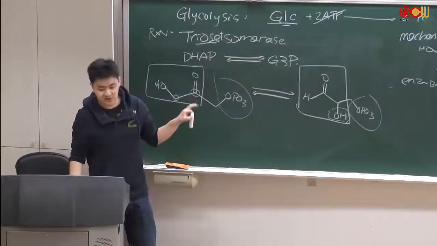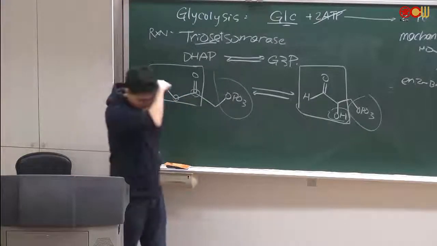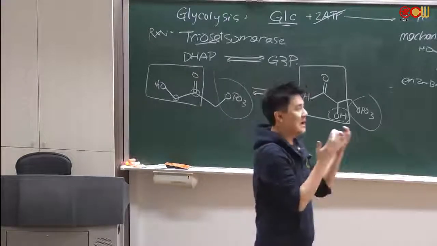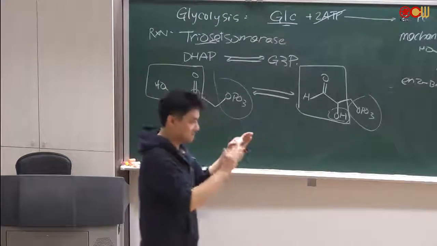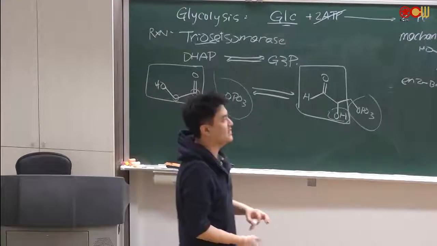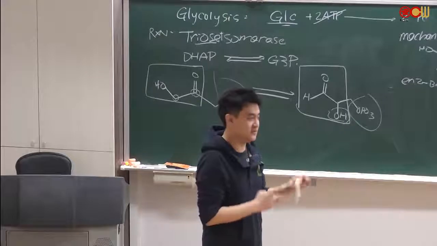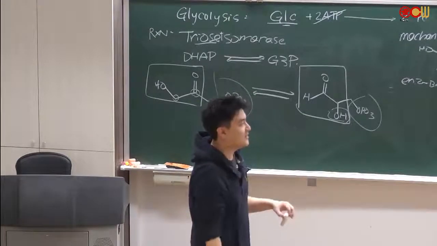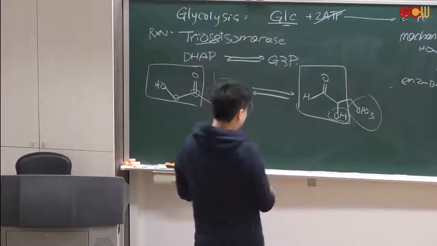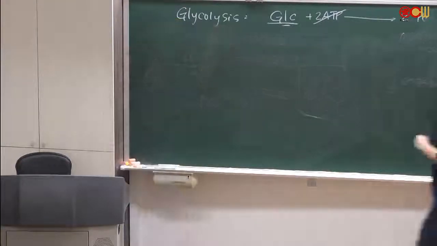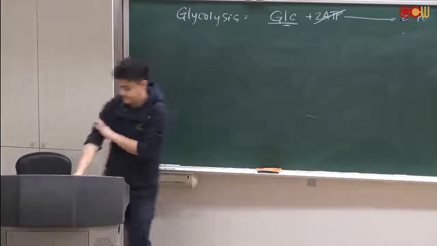All right, so now we have generated G3P. Essentially, we finished the investment phase. I go from glucose down and produce 2 G3P, and in the process, I used up 2 ATP. So this is the investment phase. After the investment phase, I'm going to start to get some return.